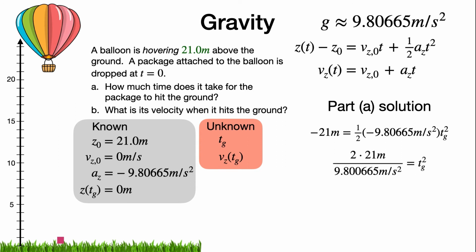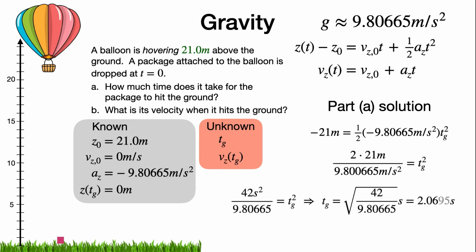This we can easily solve for, and canceling our units here and taking a square root, we find that the time it takes to hit the ground is going to be 2.0695 seconds. And of course, since our initial position had 3 significant digits, and we're just doing multiplication and division, we're going to still have 3 significant digits. But remember, since we want to use this time in another equation, let's not round this number to our 3 significant digits yet.